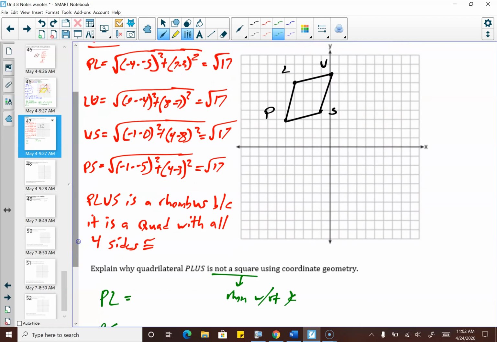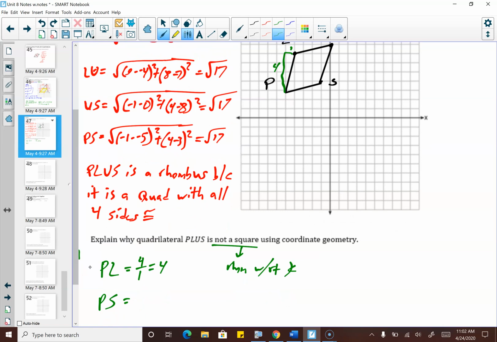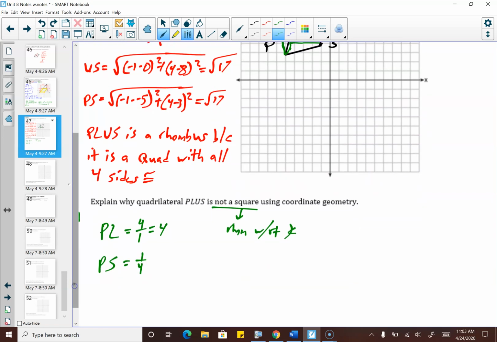All right. So as I do those slopes, how do I get from P to L? I'm up 1, 2, 3, 4, and over 1. So 4 over 1, which is just 4. And then for PS, I am up 1 and over 1, 2, 3, 4. 1/4. Now, people get confused because they say, well, those are reciprocals of each other, those are right angles. But remember, they're both positive. So they are just reciprocals. They are not negative reciprocals.